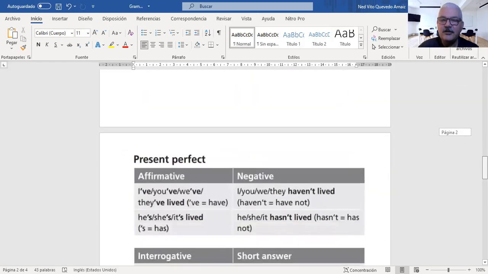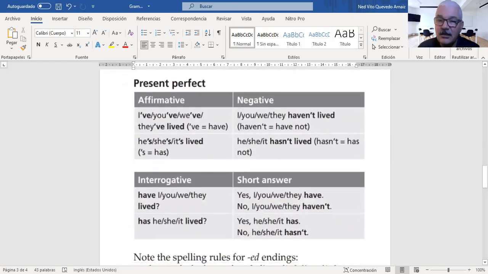And finally, the other form of the present here would be the present perfect. And as I explained, we are going to use have or has according to the subject. Have for all persons except third person singular. With third person singular, we will use has or the contracted form 's. He's, she's, it's, and then the main verb lived. If it is negative, we will use this negative structure together with the auxiliary have or has. You haven't lived.